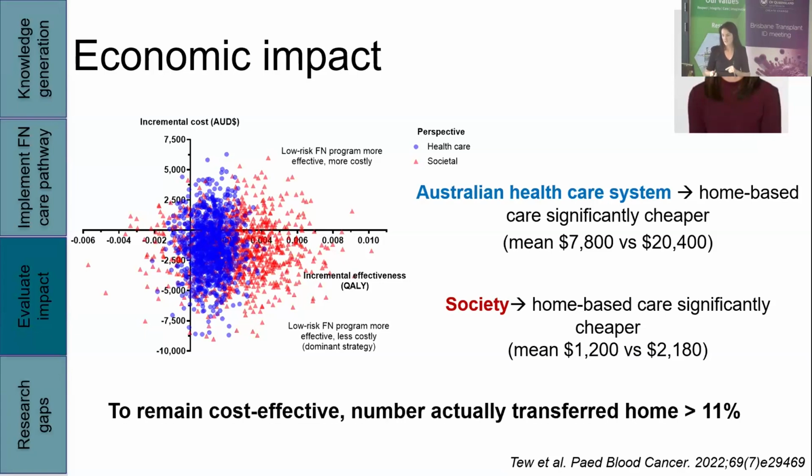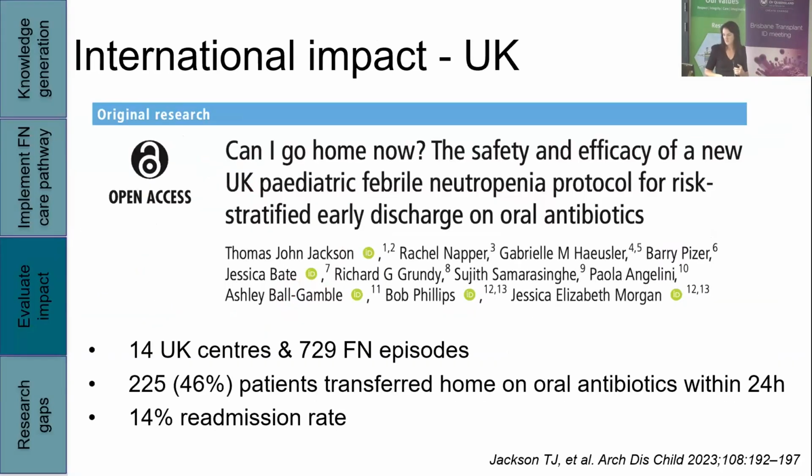To remain cost effective, the number needed to be transferred home to the program was 11%. And if you may remember from my earlier slide, we just made that magic 11% number. We sent 12% home. Ideally, we were aiming for higher than that.